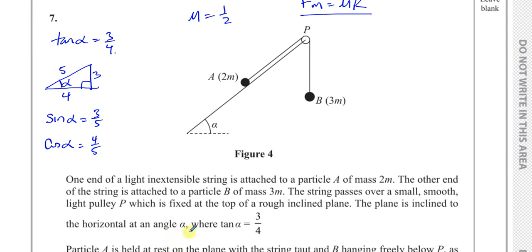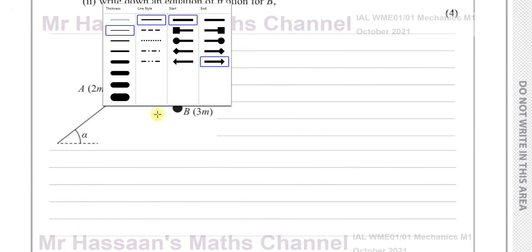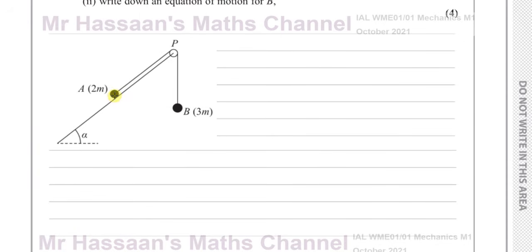Let me just take this diagram. So here's the diagram. Let's draw the forces acting on these objects. We have the weight of this acting straight down and the weight of this acting straight down. The weight is mass times g, so this is 2mg newtons and this is 3mg newtons. We have the tension in the string pulling up, tension in the string over there.